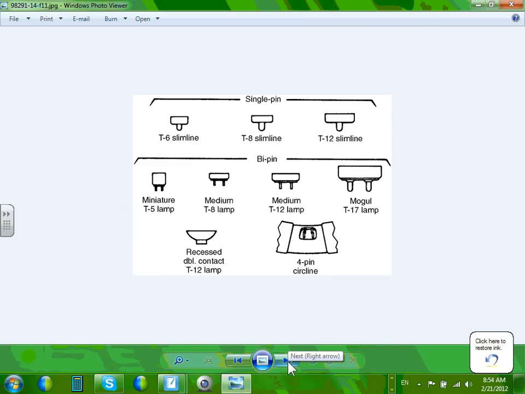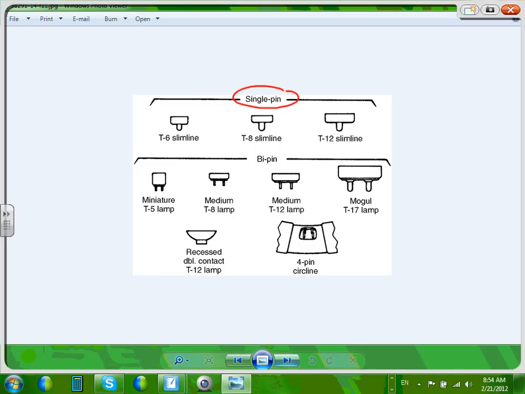Ends of these guys, they're single pin. The most common ones are going to be T8 slimline. This is single pin. Can you guys see that they come in single pin or bi-pins? Can you see how the ends each have two pins?